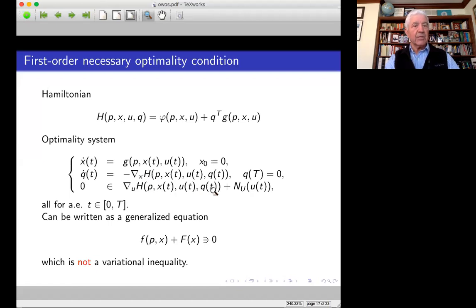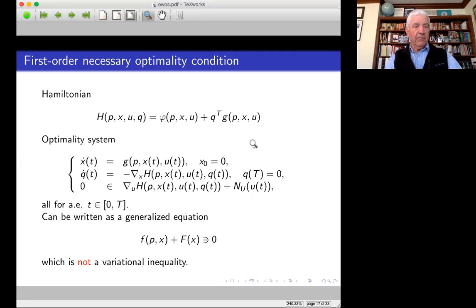And we have a pointwise variational inequality for the derivative with respect to u of the Hamiltonian and the normal cone mapping to the set U, which could also be written as a minimum condition for the Hamiltonian, or maximum for the minus Hamiltonian, which goes back to the format of the Pontryagin principle. That's why it's called maximum principle, by the way.